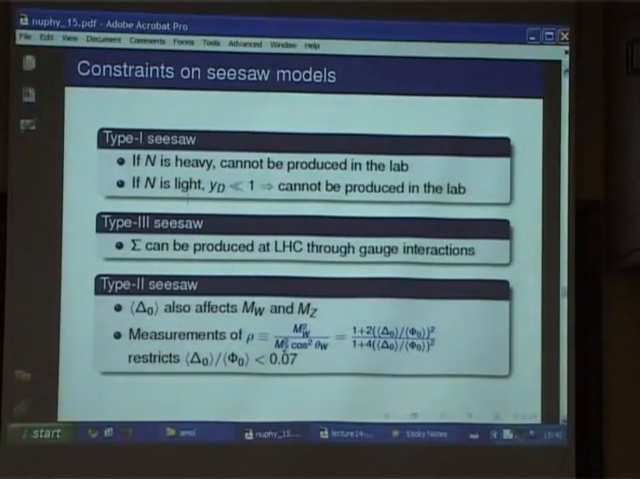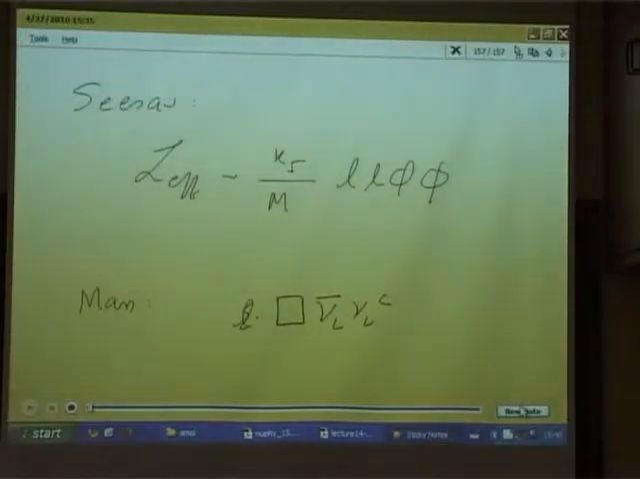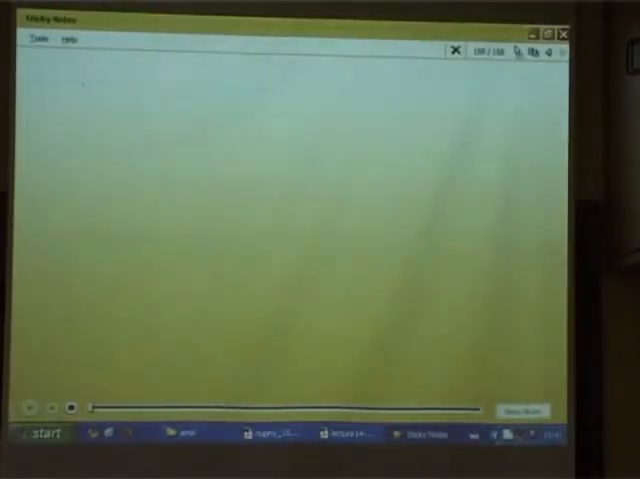What happens when N is light? Let's say I tell you that I have this new particle which has a Majorana mass of TeV. So type 1, and I have my Majorana mass equal to TeV. So why can't I see it? The reason is the following.